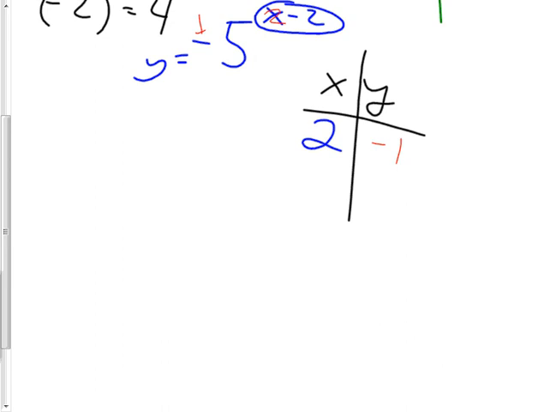Raise your hand if you had that one right. Okay, good. Next one. If I made this a 3, 3 minus 2 is equal to 1, and -5 to the first power is -5. Get that? I put in a 3. 3 minus 2 makes 1. -5 to the first power is -5. So, all right, on to the next one.